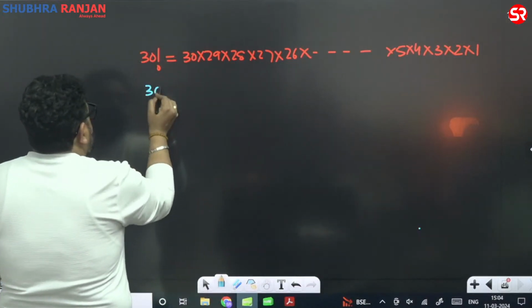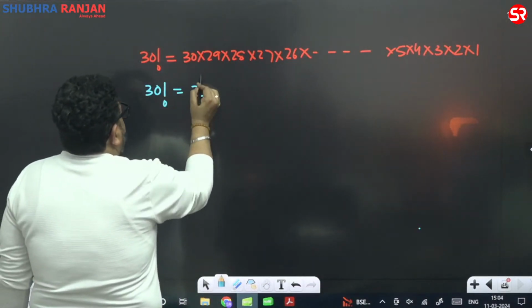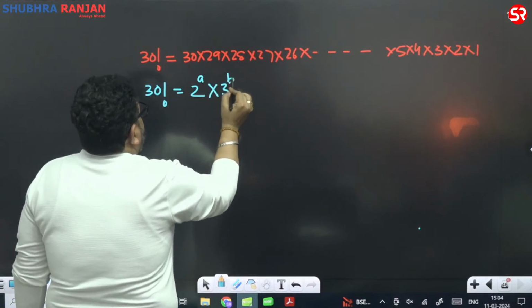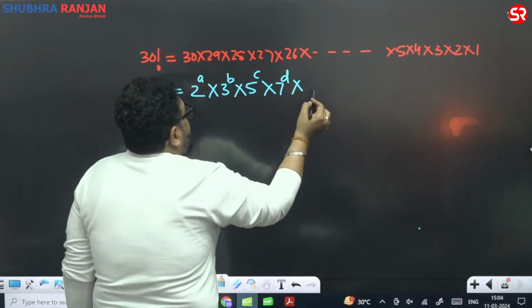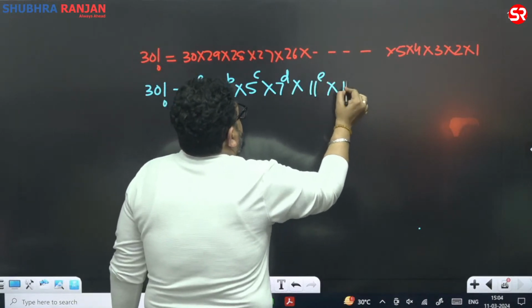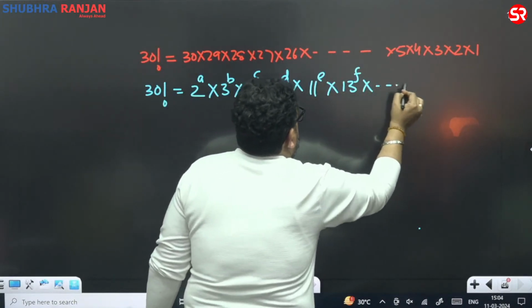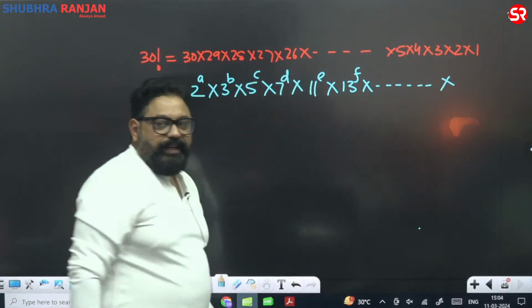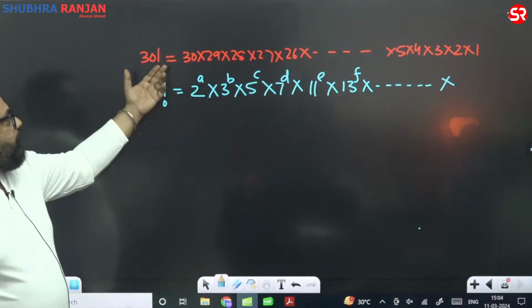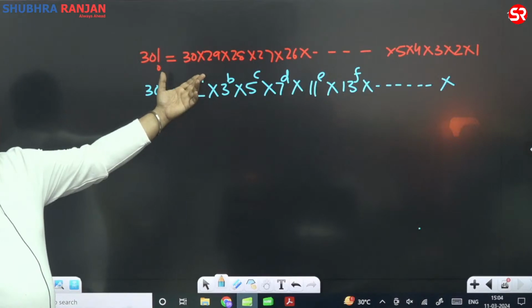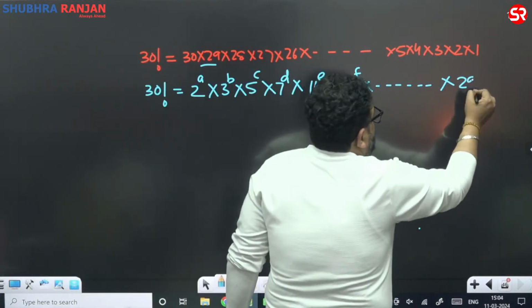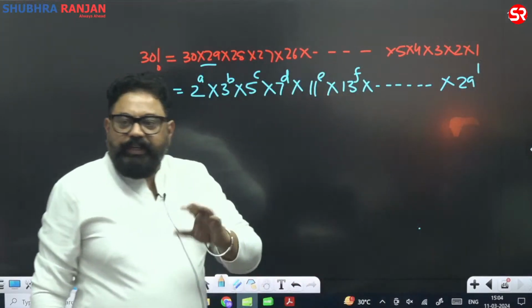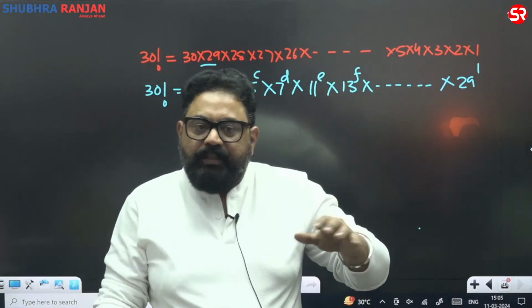30 factorial as 2 to the power a into 3 to the power b into 5 to the power c into 7 to the power d into 11 to the power e into 13 to the power f, and so on. And what would be the last prime number? 29, and it will be 29 to the power 1. Agreed? Listen carefully.